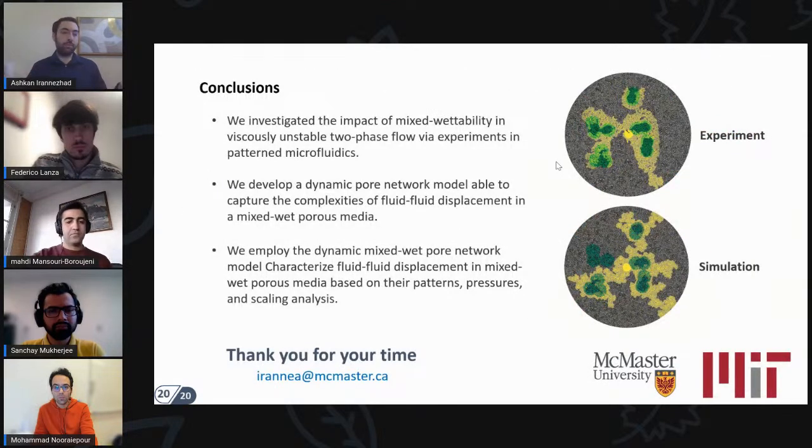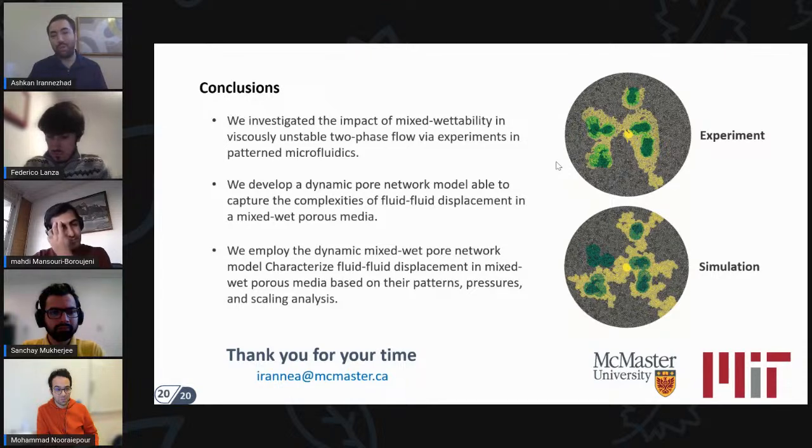And with that, we reach the conclusions. So overall, we investigated the impact of mixed wettability in viscously unstable two-phase flow via experiments in microfluidic flow cells. We developed a pore network model that is able to capture the complexities of the process. And finally, we employ the dynamic pore network model to characterize the displacement in mixed wet porous media based on their patterns and pressure. Thank you so much for your time and your consideration. I would be happy to take the questions.